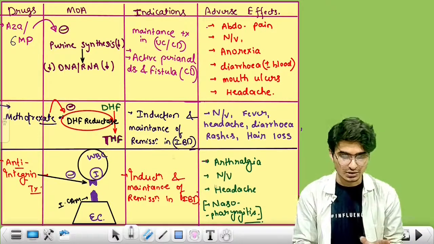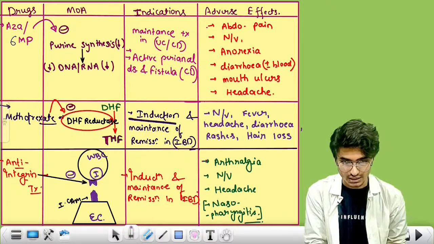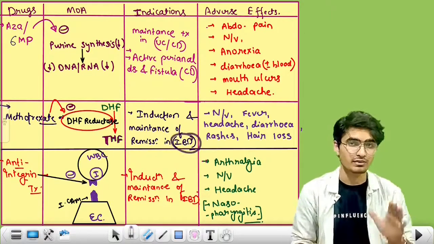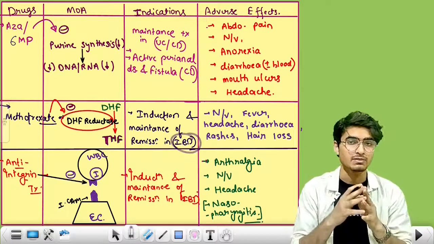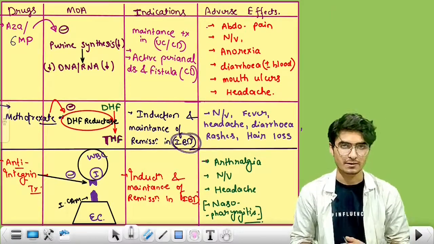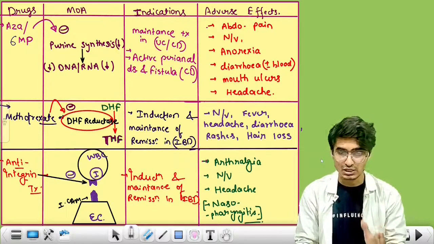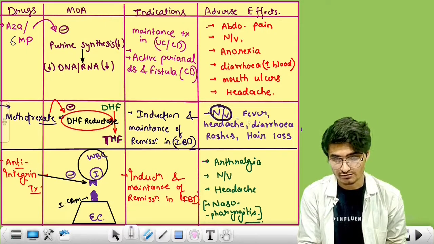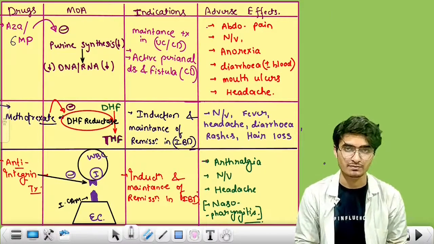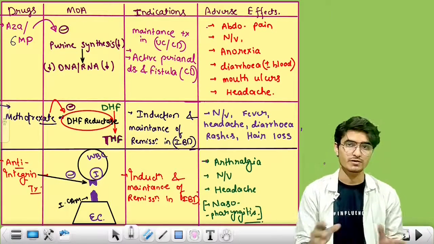Now the indication is that it is used for induction and maintenance of remission of IBD, in both CD and UC, and it is the mainstay in the therapy of inflammatory bowel disease here. The side effects are non-specific, such as nausea and vomiting, fever, headache, diarrhea, rashes, and hair loss, alopecia, right? These are the non-specific side effects.